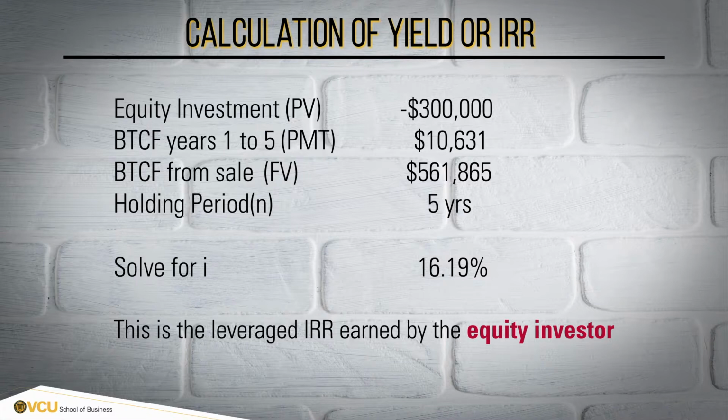If I solve for I, or you could do this in a calculator, or you could just put it together on the Excel spreadsheet and calculate the IRR that way. Either way, I end up with an I of 16.19. So that's the equity investor's return. Equity investor's yield, equity investor's IRR.